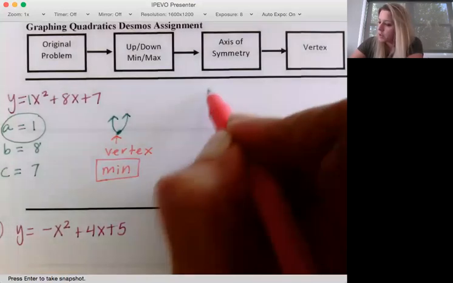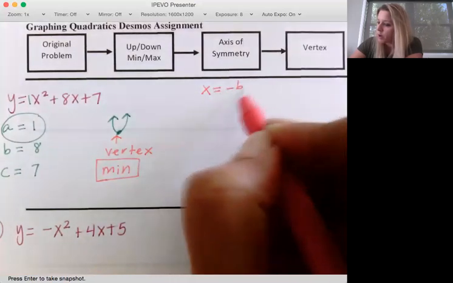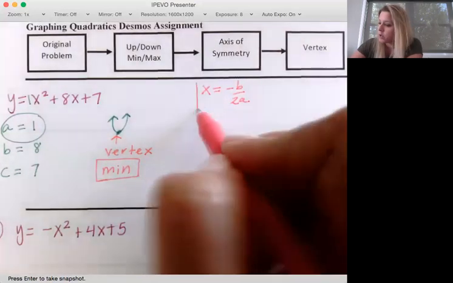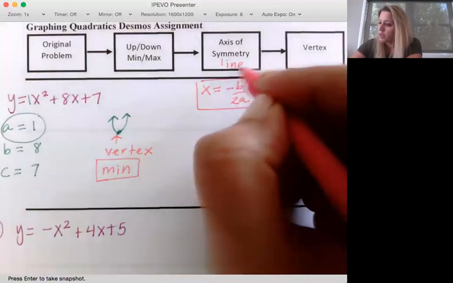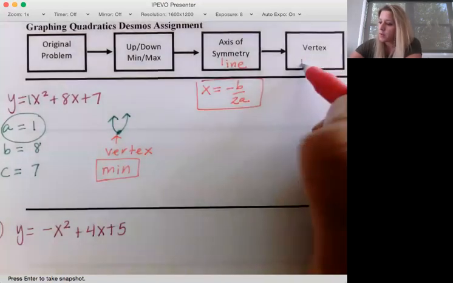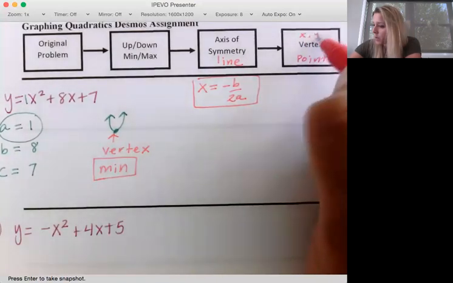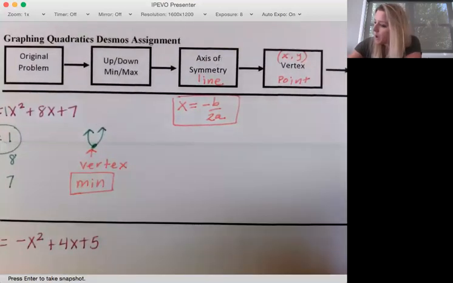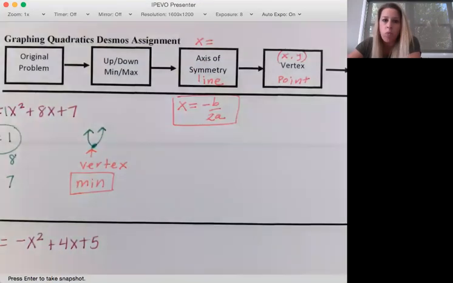So the next thing we're going to do is axis of symmetry. And axis of symmetry is always part of the quadratic formula. It's opposite of b over 2a, and that is always, always, always what you're going to use. And remember that this is a line, not a point. That's very important. The vertex is going to be a point, and it's going to be an x comma y point. So you might want to write this down on your little chart. Axis of symmetry, we can even put here, is an x equals a number.